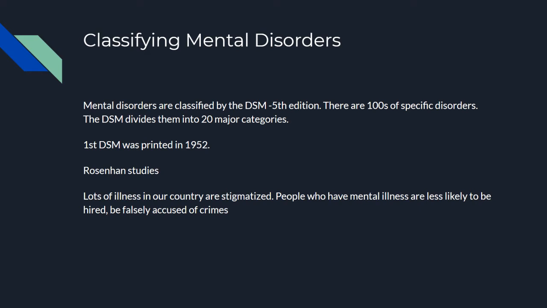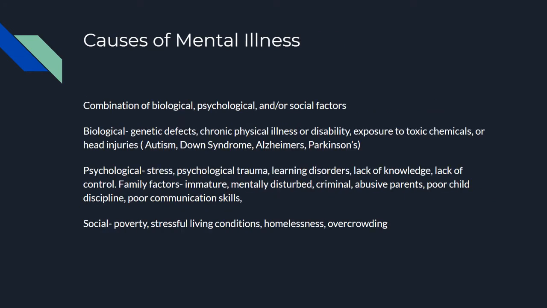That's a negative symptom. Moving on to the causes of mental illness, it can be a combination of biological, psychological, and or social factors. Biological factors include genetic defects, chronic physical illness or disability, exposure to toxic chemicals, or even head injuries. Problems directly related to nervous system damage that arise before adulthood, like autism or Down syndrome, are called neurodevelopmental disorders. Down syndrome is a form of intellectual disability caused by a genetic defect. The defect involves an extra 21st chromosome.